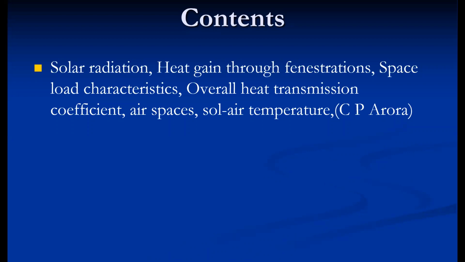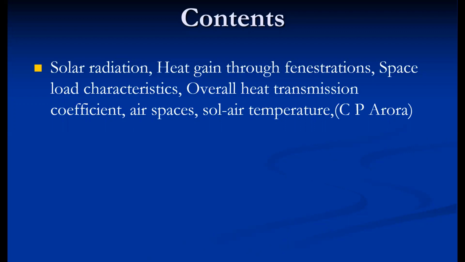We are going to cover solar radiation. What are the different terms of solar radiation, different components of solar radiation, then heat gain through fenestrations. Fenestration is nothing but the glass assembly. The windows and glass assembly are called fenestration. So how does the heat gain occur due to this fenestration? Then space load characteristics, that means the different components of space load. Then overall heat transmission coefficient, air spaces, and solar air temperatures.